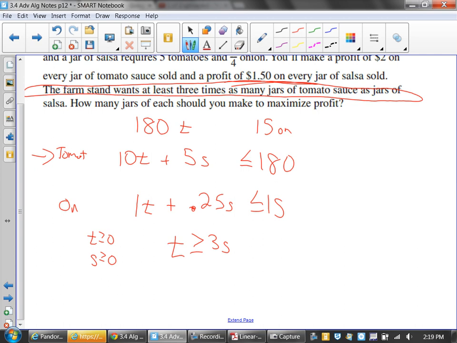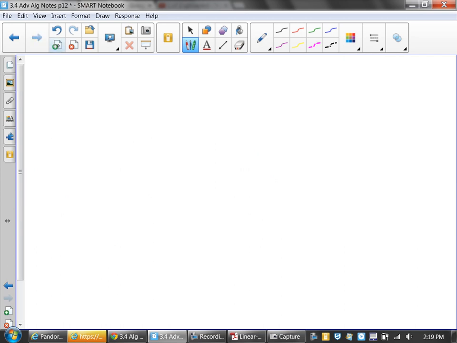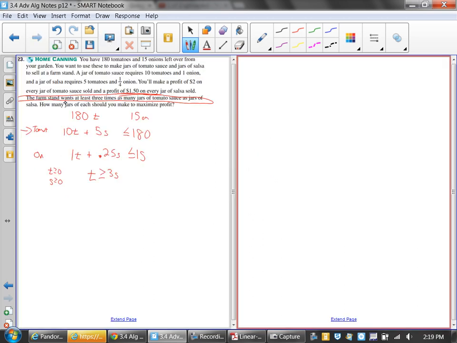So if you got this far and you graphed this, did anybody get 12, 12 and say, there's my max? You got that? Okay. Then you didn't do this part yet. You forgot about this one. So when we get into this, your 12, 12 spot is right. But you have to figure out where this line intercepts everything.